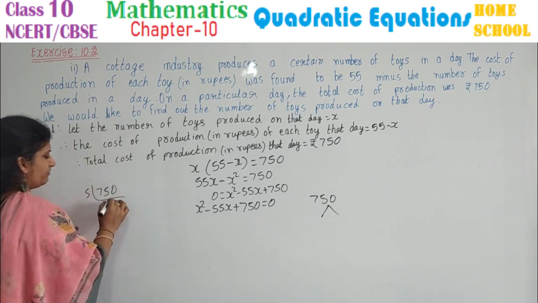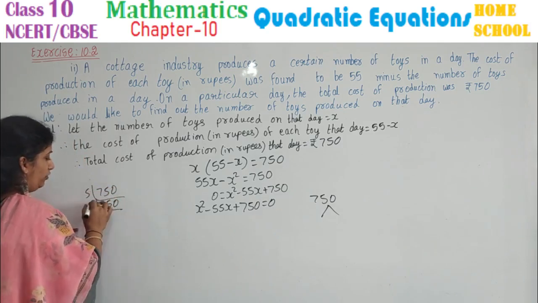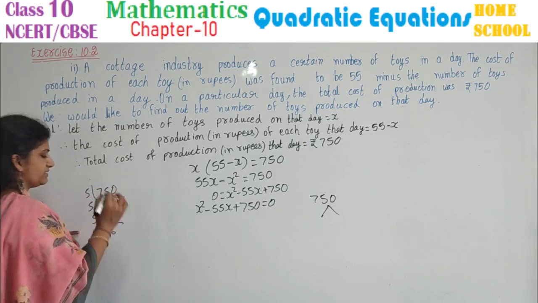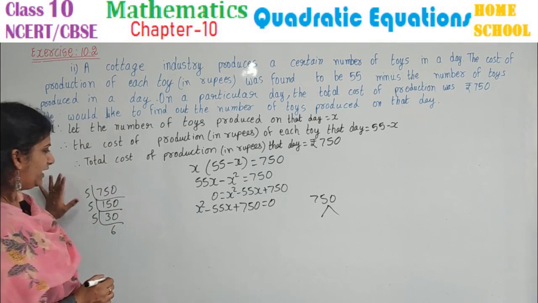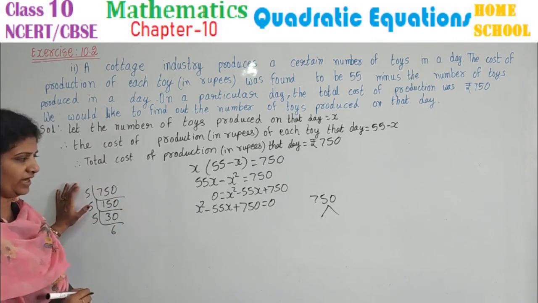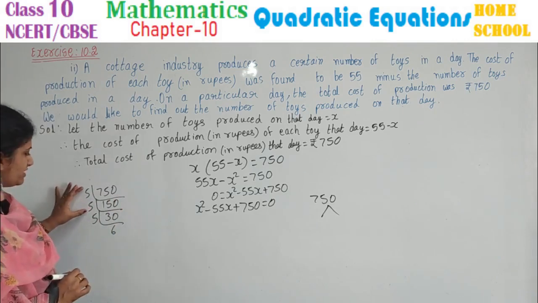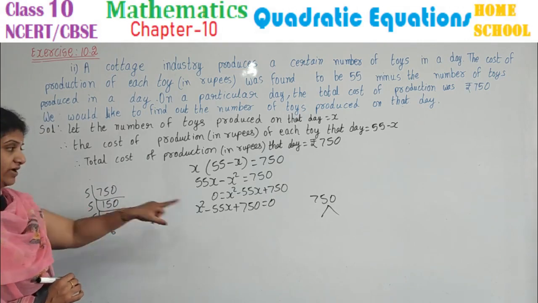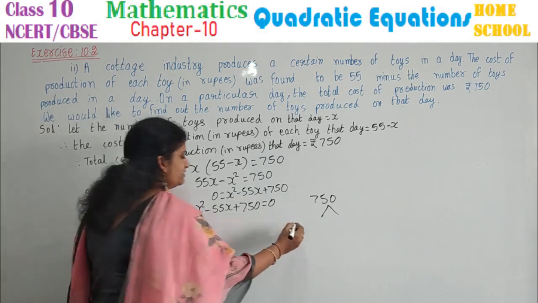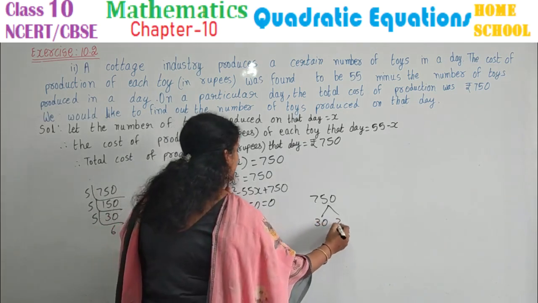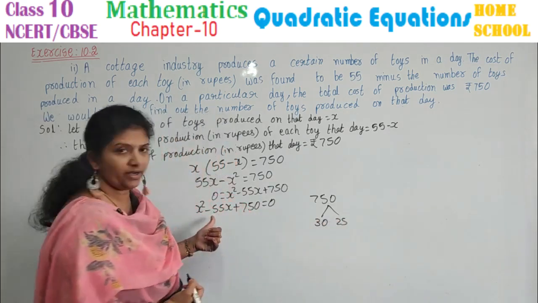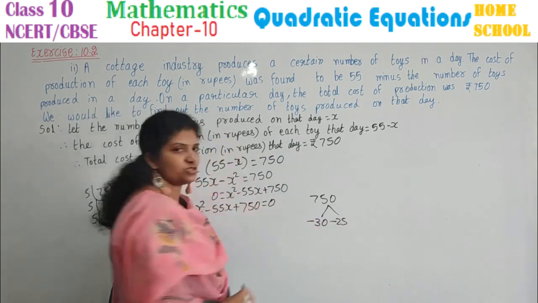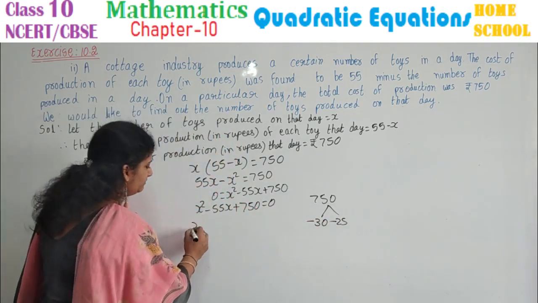5 1s are 5, 5 5s are 25, 0, 5 30s are 150. So take the factors in such a way that you get 55. 5 5s are 25, 6 5s are 30. 30 and 25, you are going to get 55. Yes, let's take 30 and 25. But you should get minus 55, so minus 30 and minus 25. Split the middle term.